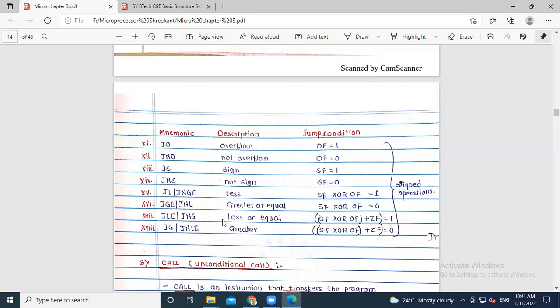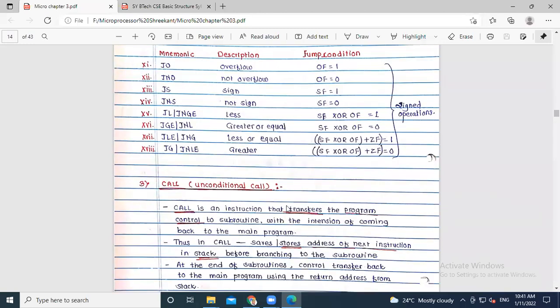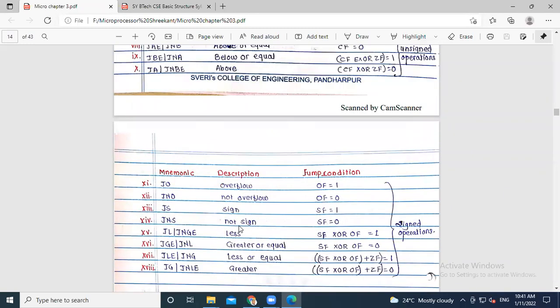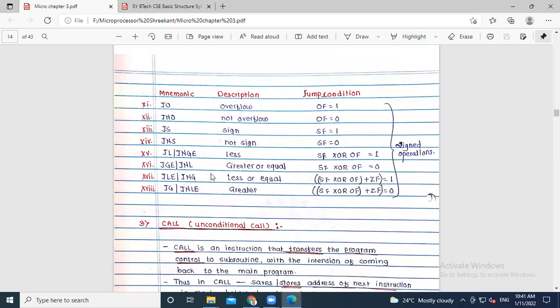And JG means what? Jump on greater. So based on overflow, sign, greater, lesser, greater or equal, lesser or equal, these are again 8 instructions in the jump only. So these are the conditional jump and unconditional jump instructions.